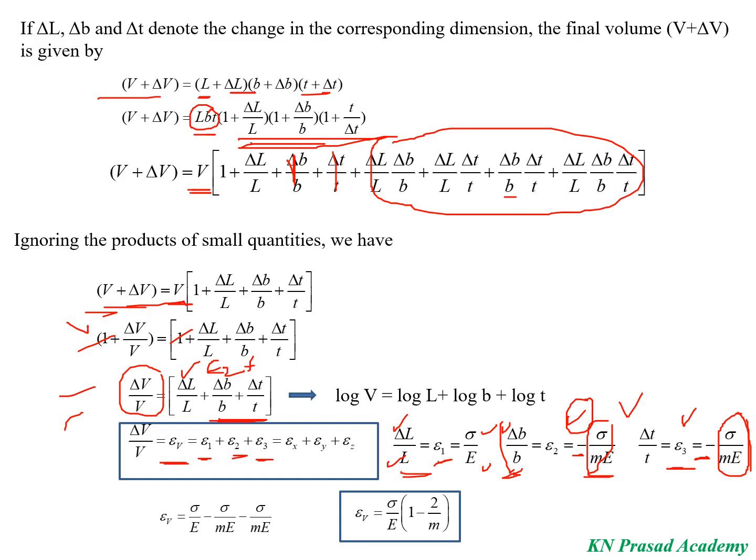So here I have to substitute the epsilon 1, epsilon 2 and epsilon 3 values in the epsilon V value, that is sigma by E minus of sigma by ME minus of sigma by ME. So the final volumetric strain, epsilon V equals, taking sigma by E as the constant, 1 minus 2 by M. So this is the final volumetric strain for applying a single stress in the direction of the longitudinal axis.